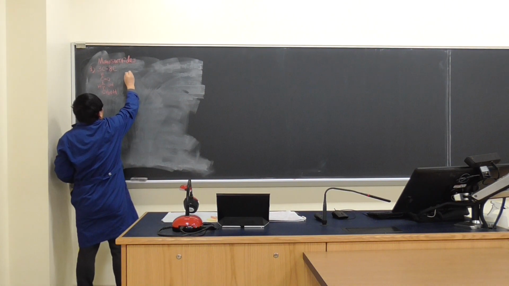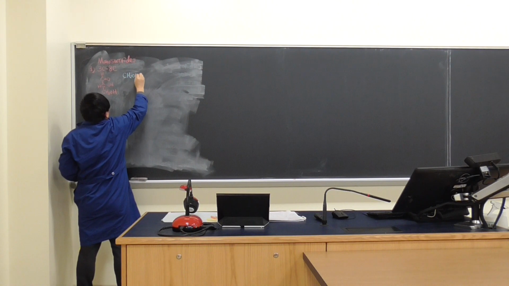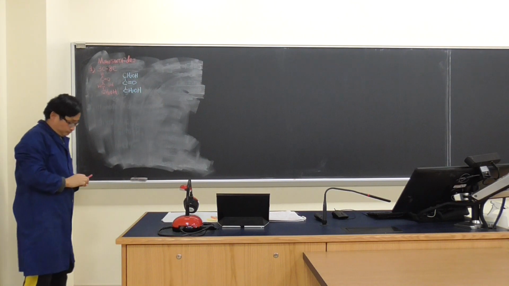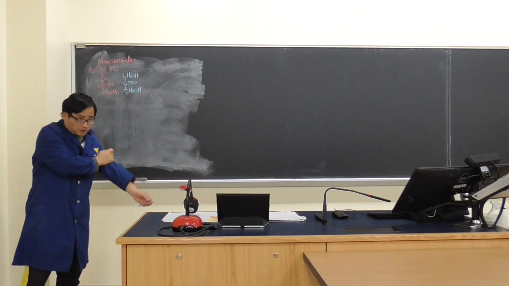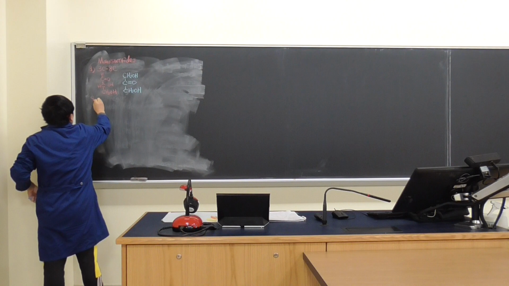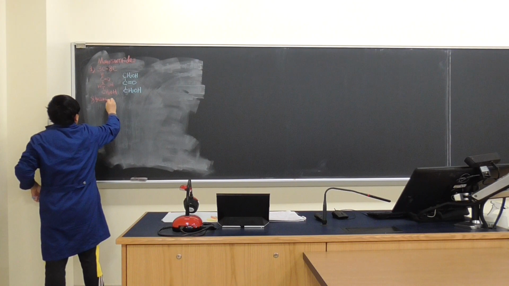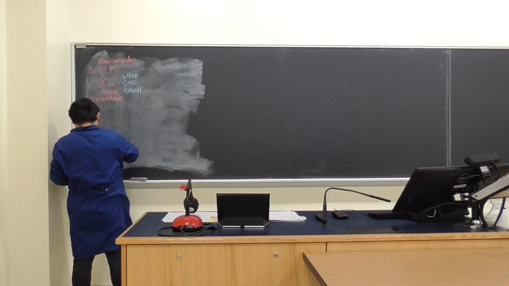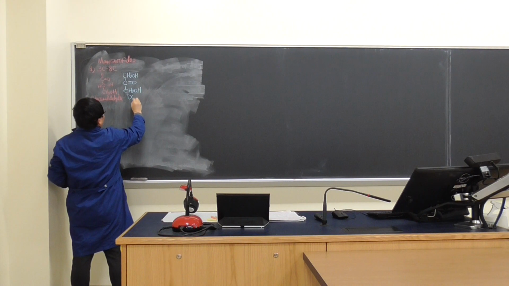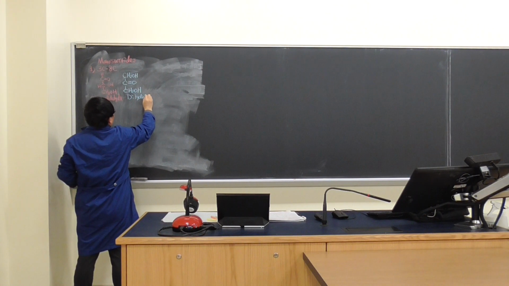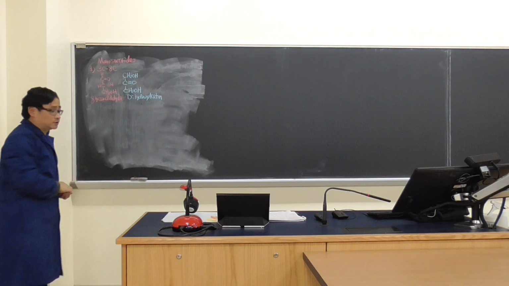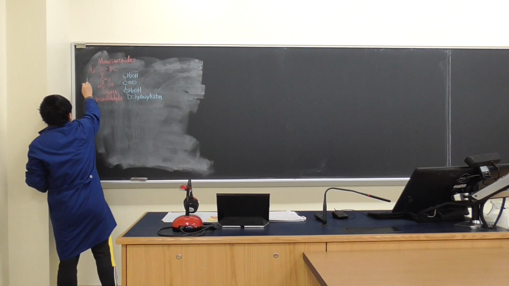Another one is CH2OH, CO, and CH2OH. What are these two? We mentioned them before. You should have learned about them before. This is called glyceraldehyde. And this one is dihydroxyacetone. Those two are the simplest sugars, 3 carbon simplest sugars.